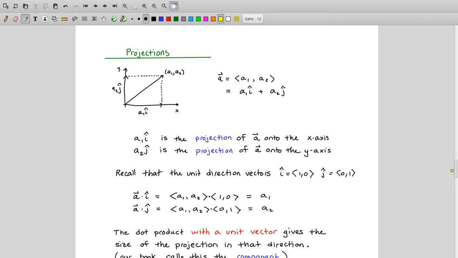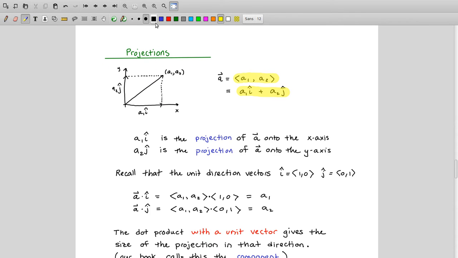Another very useful thing we can do with dot products turns out to be something called projection, projecting one vector onto another. We start with a really simple example. Go back to last lecture, where we were talking about breaking a vector into its components. Here's this shorthand bracket form, and that's equal to a1 i plus a2 j.